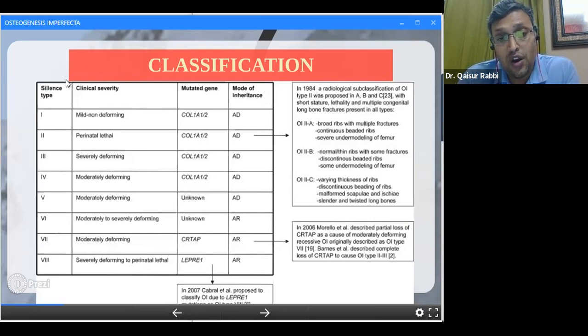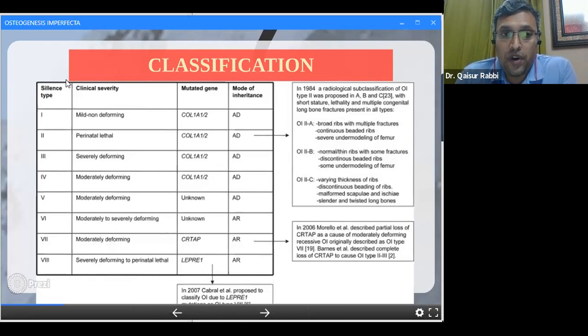And then after a long period of time in 2006, Morello found another gene which is also responsible for creating osteogenesis imperfecta. What he said is CRTAP is also responsible, and he termed that as Sillence type 7. And after just 1 year, in 2007, Cabral also proposed that the LEPRE1 gene is also responsible for creating osteogenesis imperfecta, and it was classified as osteogenesis imperfecta type 8.